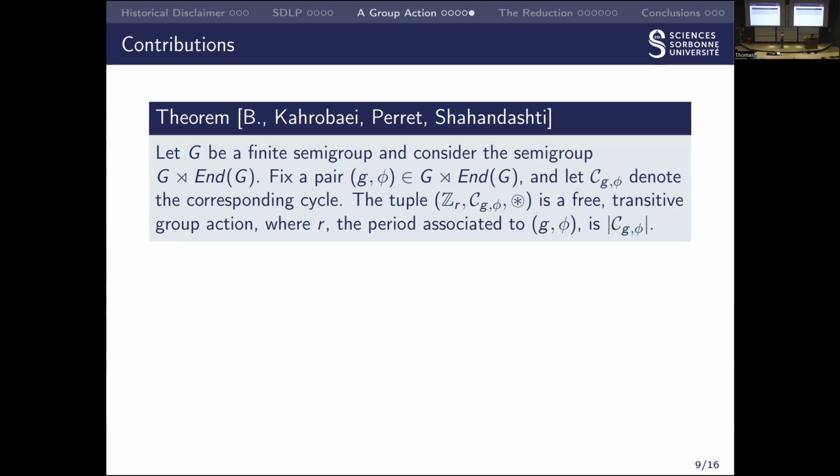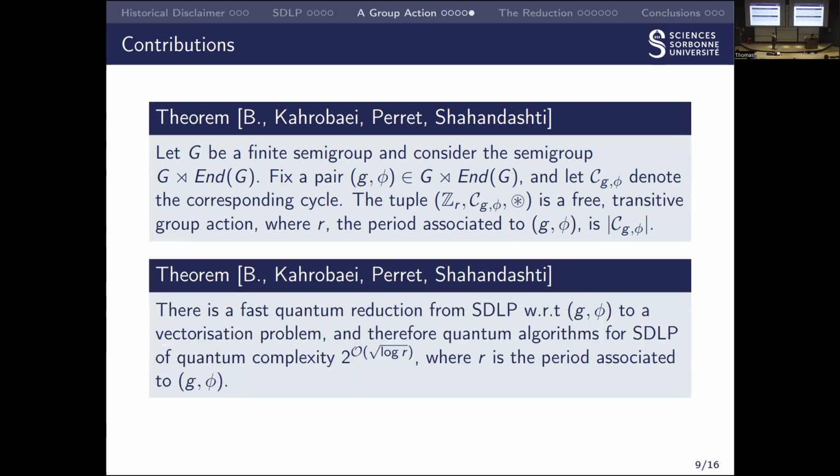It turns out that that's a free transitive group action. And free and transitive for these purposes means that this vectorization problem that I talked about will have not only a solution, but a unique solution. So that's considered a good thing, I guess. I'd like to talk a little bit more about this second contribution we get out, which is that I can use the fact that we have a group action to show that there's a reduction from SDLP. Well, I get this subexponential quantum algorithm out, is my claim, and I'll talk a bit more about this now.